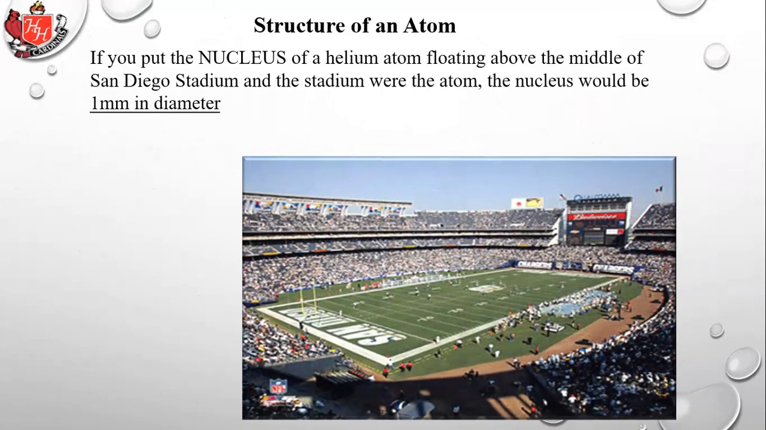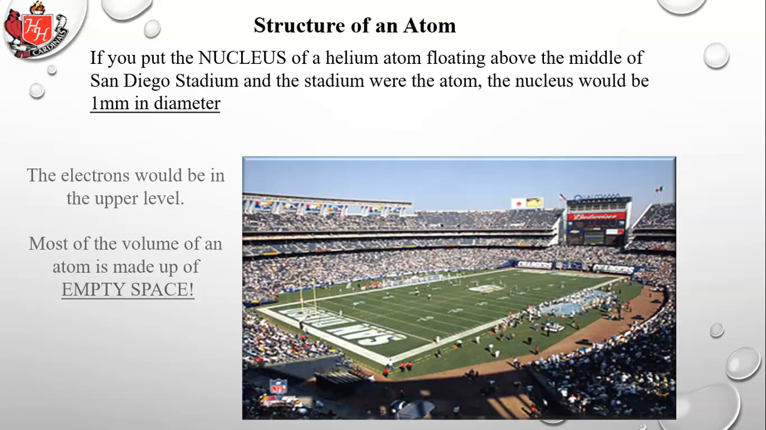So if you put the nucleus of a helium atom floating above the middle of San Diego Stadium, which no longer exists, but when it did exist, I use this example, and the stadium were the atom, the nucleus would be about 1 millimeter in diameter. So the electrons would be in the upper level. So most of the volume of the atom is empty space.